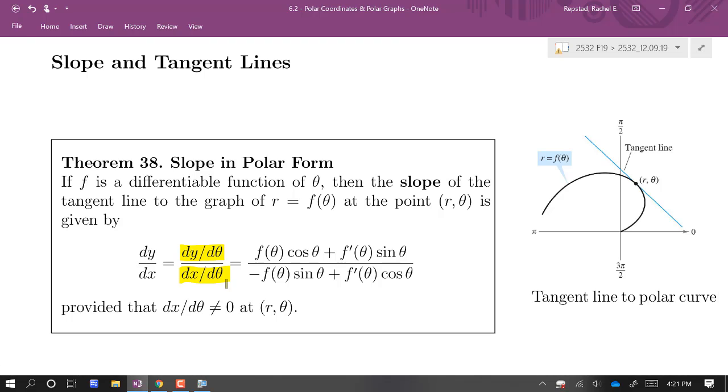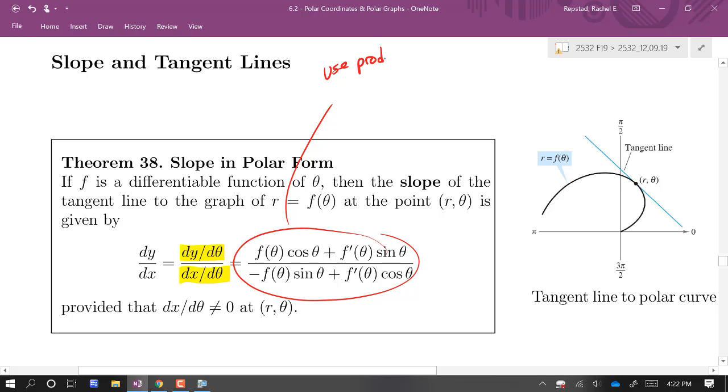And then the other side of that equation looks like a whole formula to memorize, and it's not really. I mean, if you love memorizing stuff, go for it. But all we're doing here is using the product rule on the equations x equals r cosine theta and y equals r sine theta. So up top, dy d theta: y is equal to r times sine theta. So we're going to have r times the derivative of this, which is cosine theta, plus r prime, which is f prime theta, times just sine theta. We're just applying the product rule to those products that give us the x and y coordinates.